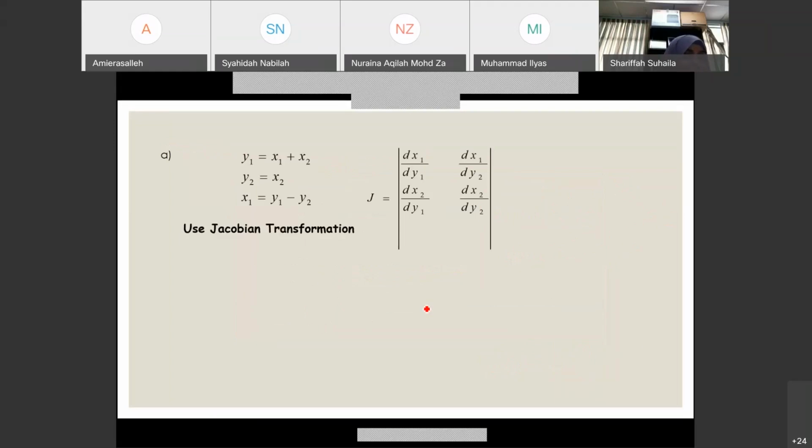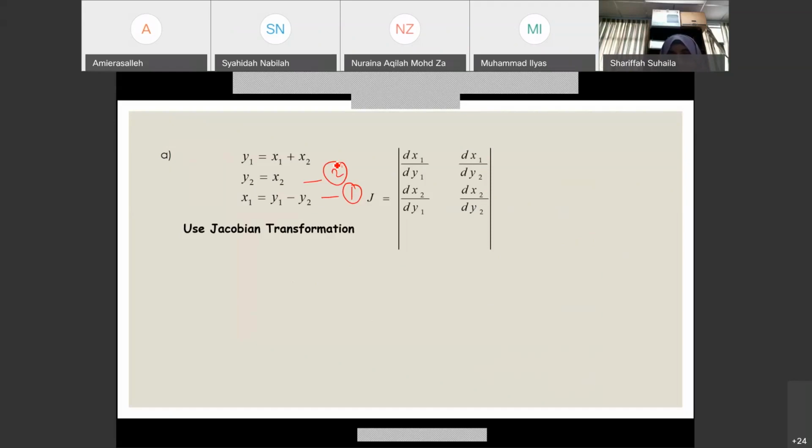Okay. So let's say your Y1 is equal to X1 plus X2. Y2 is equal to X2. So that means X1 kamu adalah Y1 minus Y2. So ini katakan first. X2 is equal to Y2. So we apply Jacobian transformation.